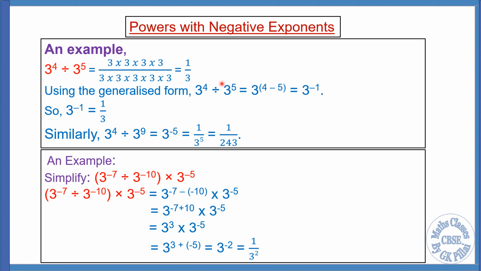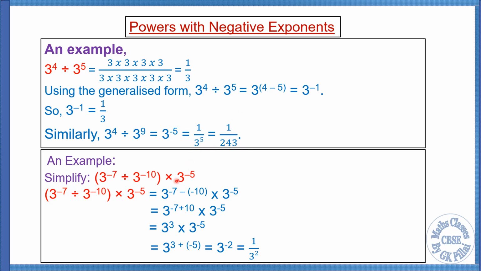Now you can see one thing, 1 by 3 is the same as 3 raised to the power of minus 1. Here also you can see the same thing. Now another example, 3 to the power of 4 divided by 3 to the power of 9 will be 3 to the power of 4 minus 9. That will be 3 to the power of minus 5. It is the same as 1 upon 3 to the power of 5 or 1 upon 243.